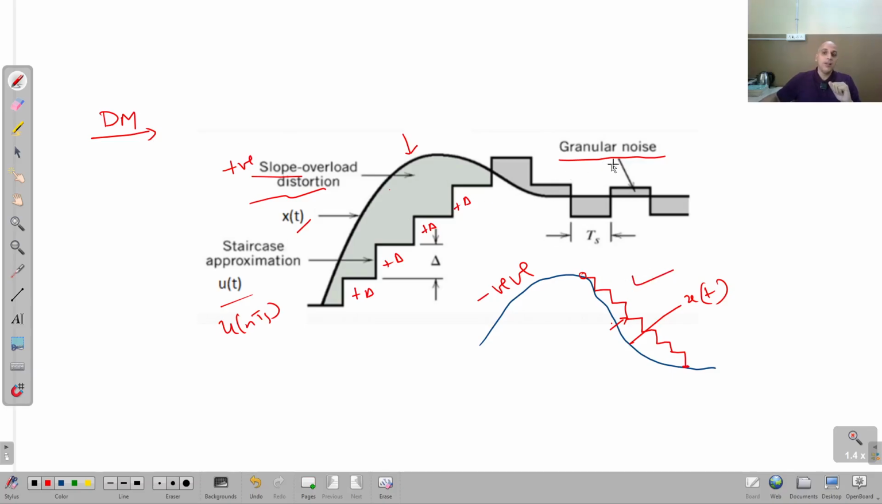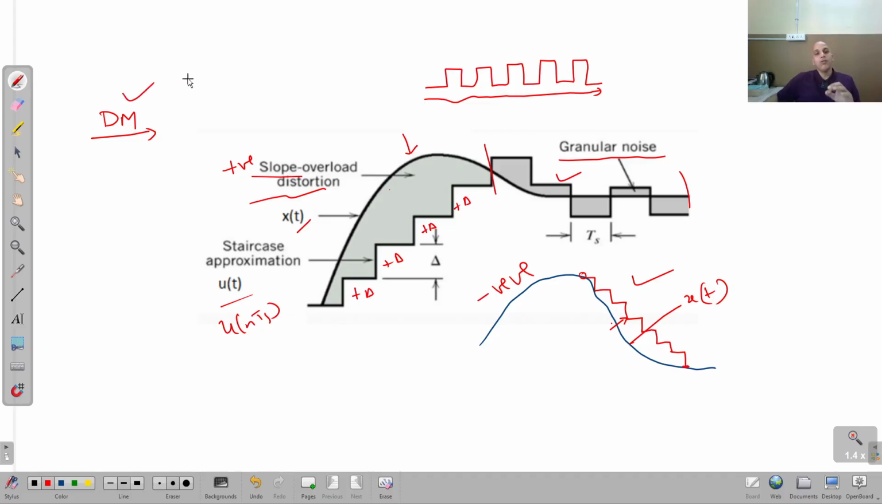This is called granular noise. In granular noise, you can see the step size is large, so it is not able to catch the variation in the input signal, right? Again, it will start flipping like 1 0 1 0 1 0 1 0 1, like that. So in this way, I won't be able to take the correct sample of this entire portion of the signal. This type of noise is called granular noise, right? Now these two are very serious problems with the DM, right?